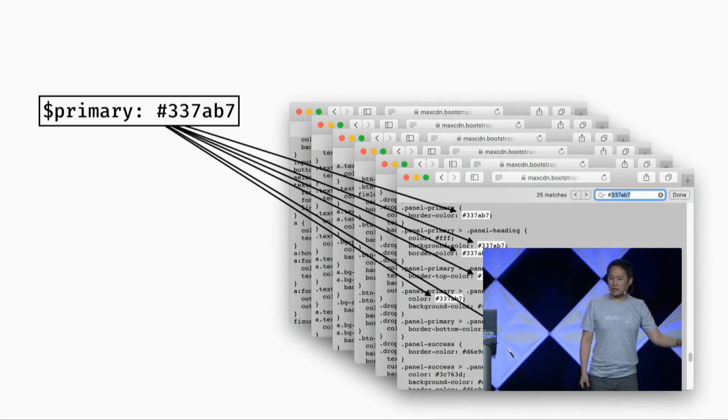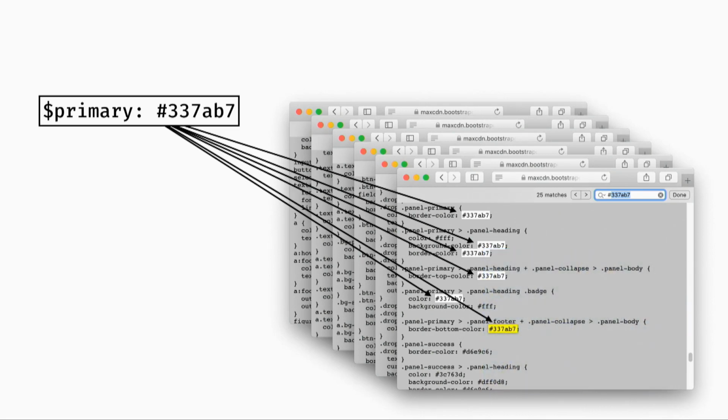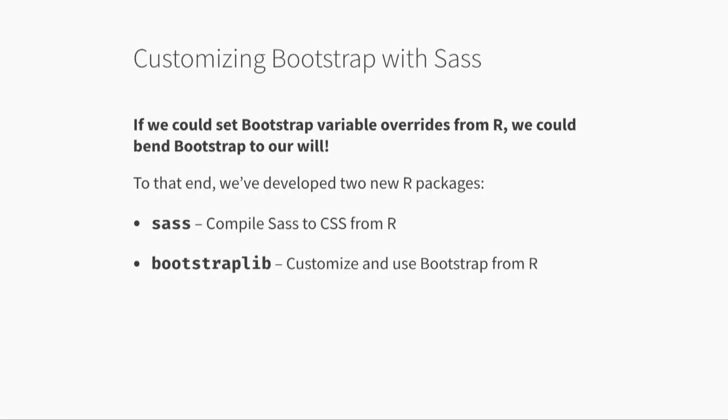But the point I want to get across is that Bootstrap was designed from the beginning for you to replace this color. They centralized in their Sass code that blue color into one variable, and then that variable is used throughout their Sass source. The upshot of this is that as our users, if we could override the values of those Bootstrap variables from R, then we could bend Bootstrap to our will. We could just say, I want primary to be orange, and we would be done.